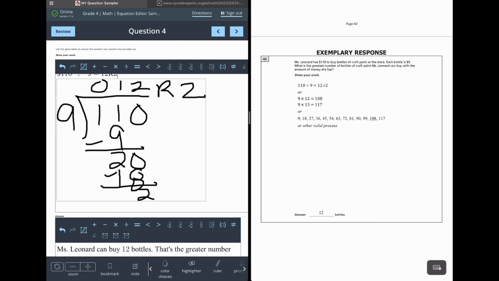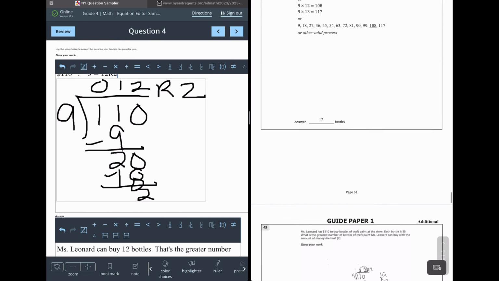So you had to write 12 bottles on the answer box. And you either had to put any of these answers. You can see this kid did the division like we did and got 12 remainder 2. This kid did 12 times 9 is 108 and 12 times 13 is 117. So that's the work they used to figure out it had to be 12 bottles. He didn't have enough for 13. Or you could have skip counted by 9s. And you can see he underlined 108 to show that's all he can spend because he doesn't have enough for this one.